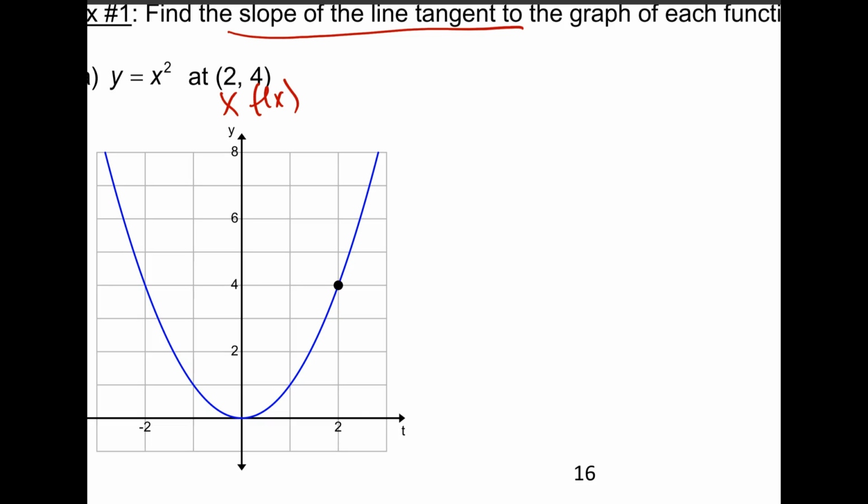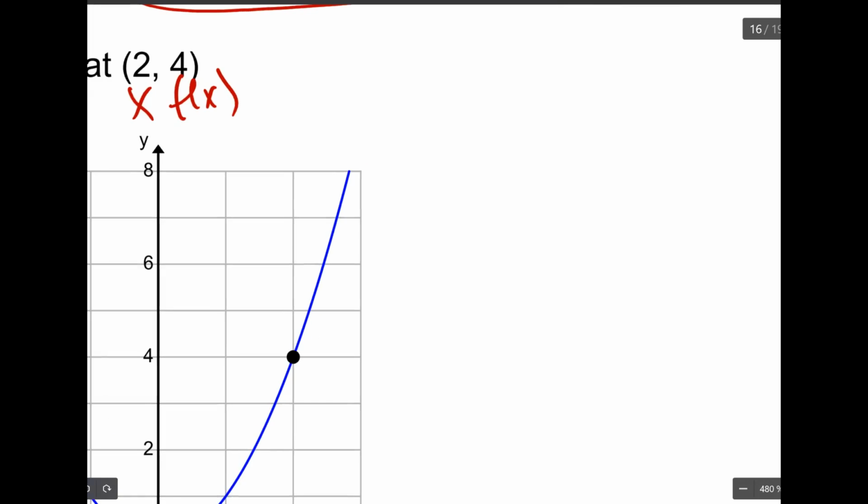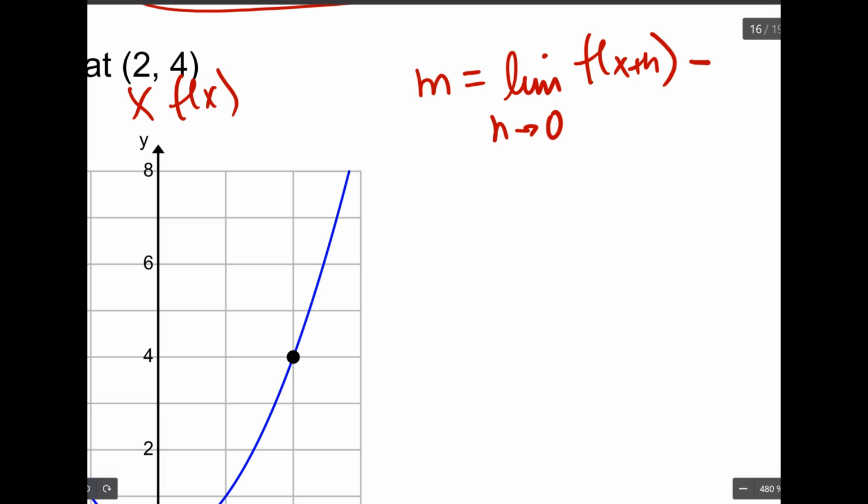I'm going to start off with the formula. We said the formula was m equals the limit as h approaches 0 of f of x plus h, so that's y2, the second y value, minus our y1, our first y value, which was just f of x, over, normally we do the second x value minus the first, the change, but we already figured out from our derivation before that it's just all over h.